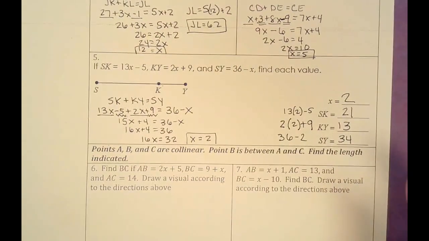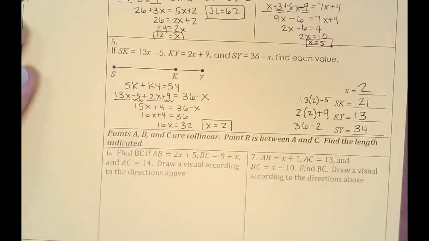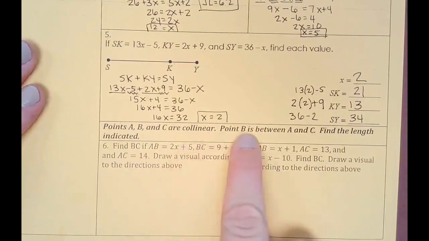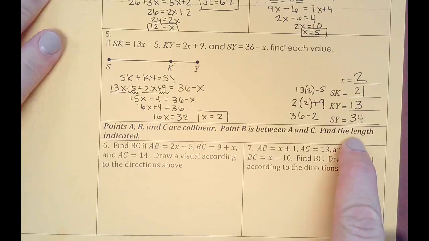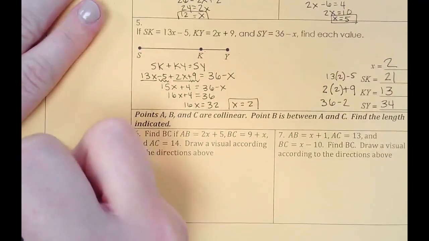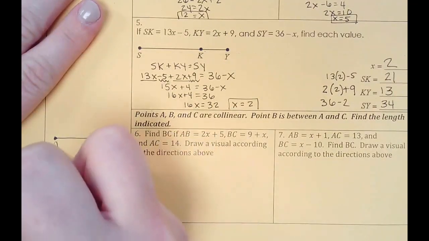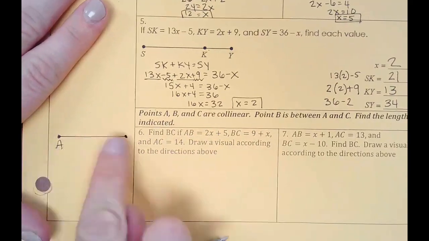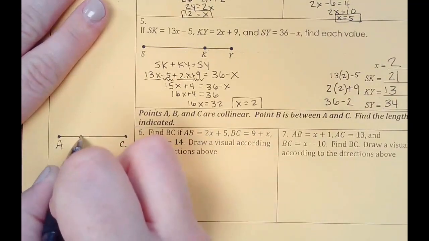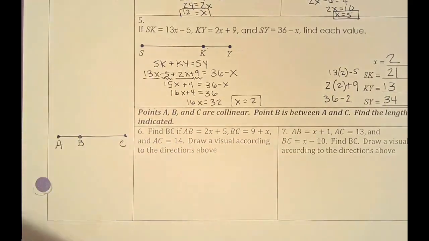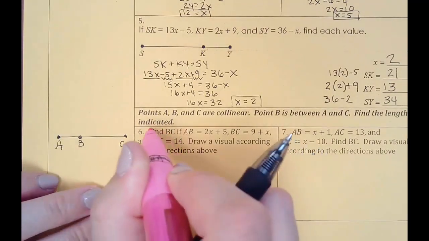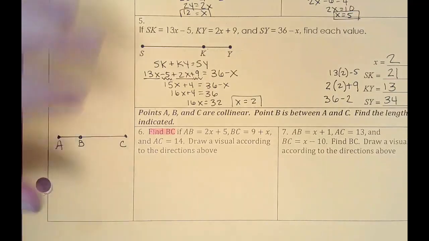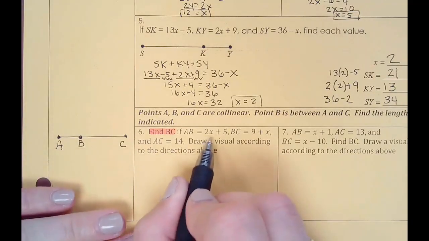Next section, it says points A, B, and C are collinear, meaning they're on the same line. Point B is between A and C. Find the length indicated. So what we're saying here is, here's a segment. We got A and C. We don't know where B is, but consider B somewhere in between them. It does not have to be in the exact middle. So on this first one, we are finding BC. If A to B is that, B to C is that, and A to C is that. Draw a visual. There we go.